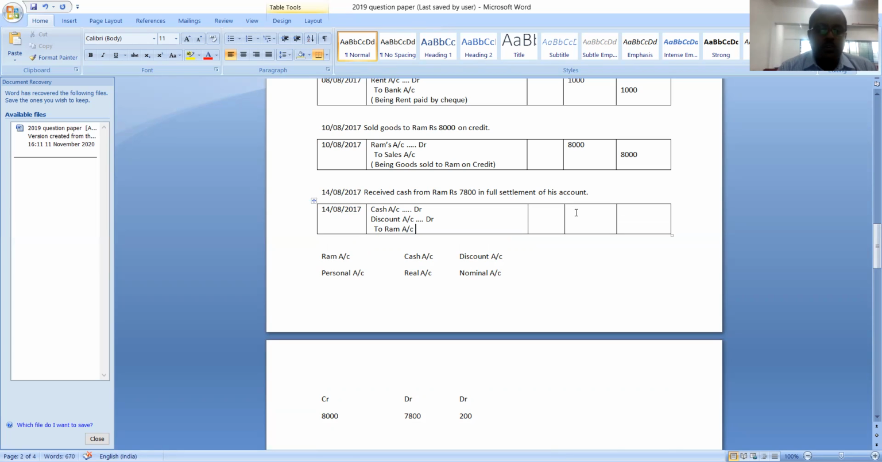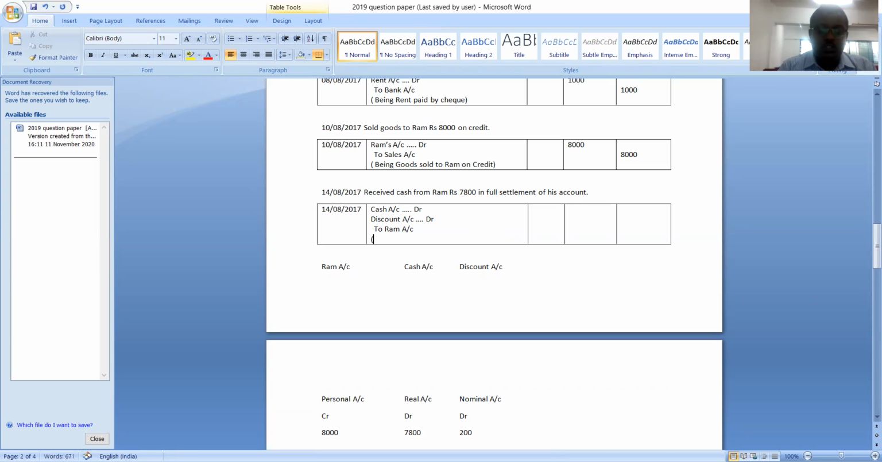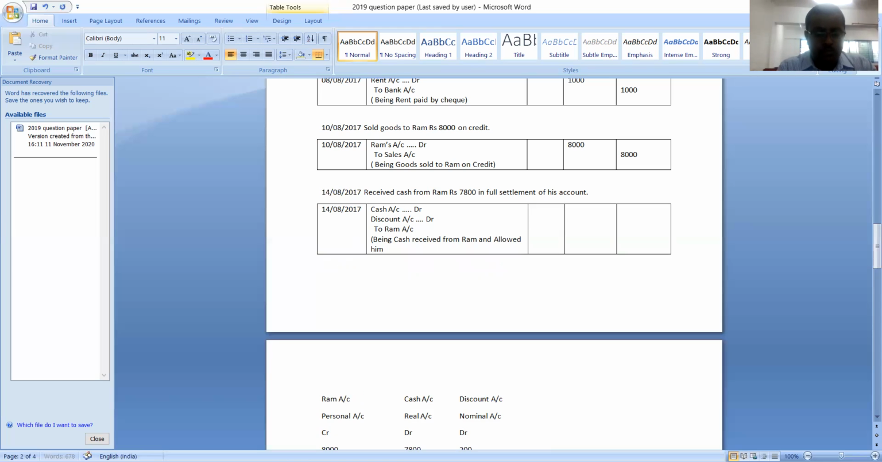Now let us write the amount, and we should be careful while writing it. Before that, we'll write the narration, and narration should be written in brackets, and it starts with "being". What is the narration? Being cash received from Ram and allowed him discount. There will not be any uniformity in writing the narration. Ledger folio column is nil.